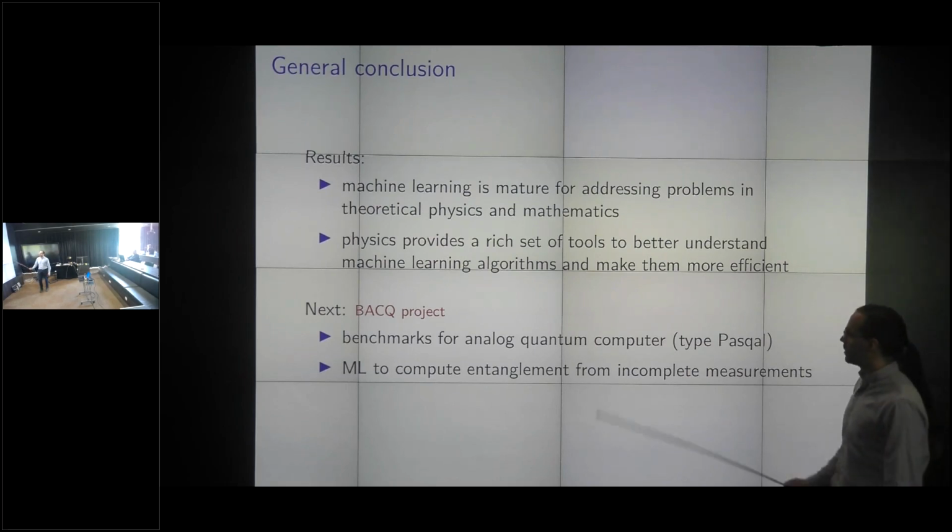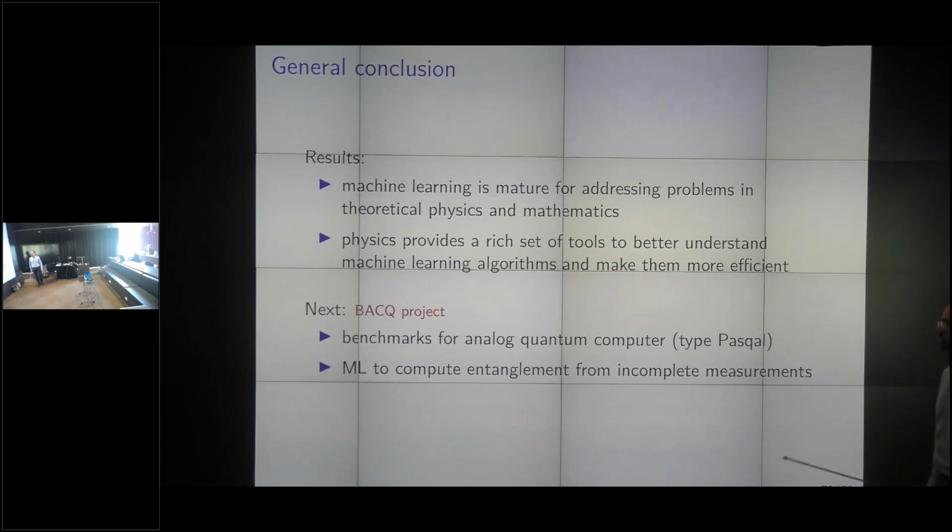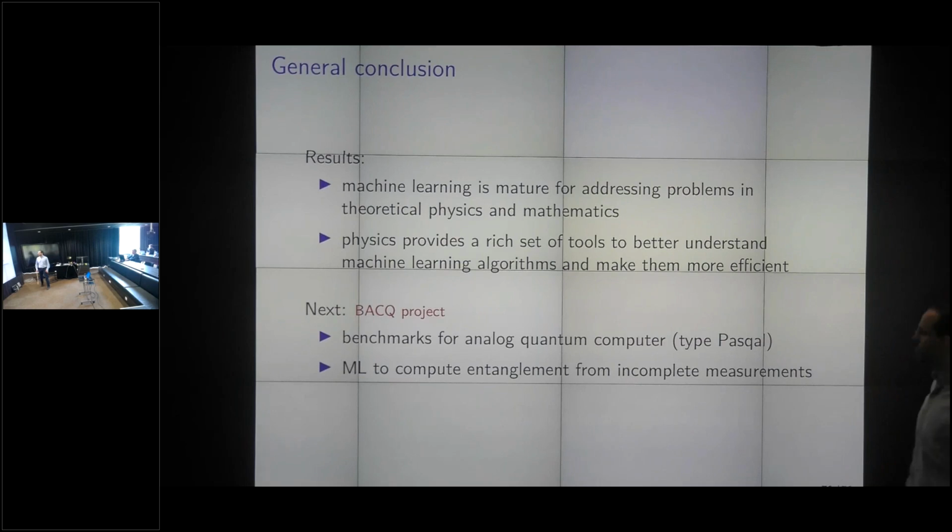Also, in terms of next projects, I'm part of the BAC project, which is developing benchmarks for quantum computers, in particular analog computers, the Pascal machine type. One problem I would be interested in is to use machine learning to compute entanglement from incomplete measurements, so as to characterize the state you have in the quantum computer.